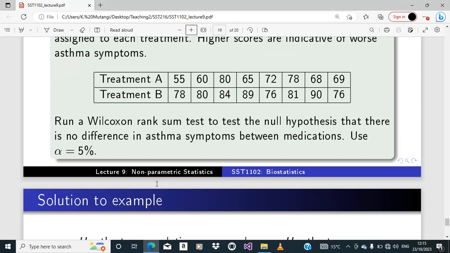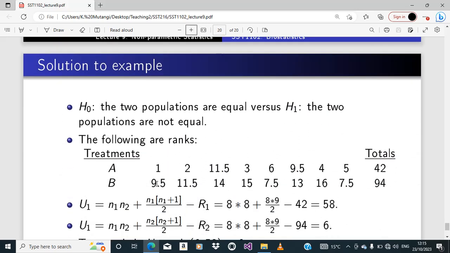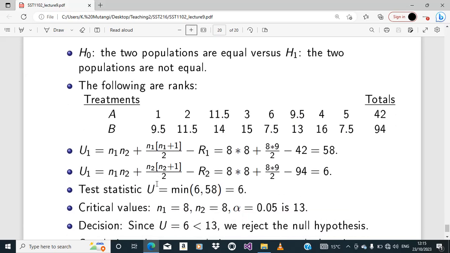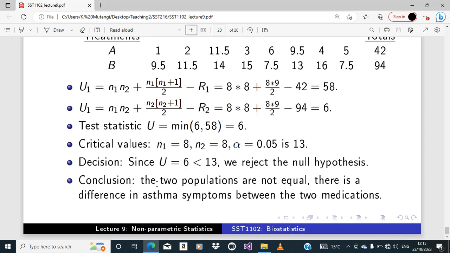N1 is 8, N2 is 8 there. Pool all those observations together, replace original observations with ranks, and then sum the ranks to get R1 is 42, R2 is 94. Make a substitution to get U1 and U2, which are 58 and 6. U critical there is 30. So you would actually reject H0 in this case because U is less than the critical value. Okay, that will be the Wilcoxon rank sum test for you.